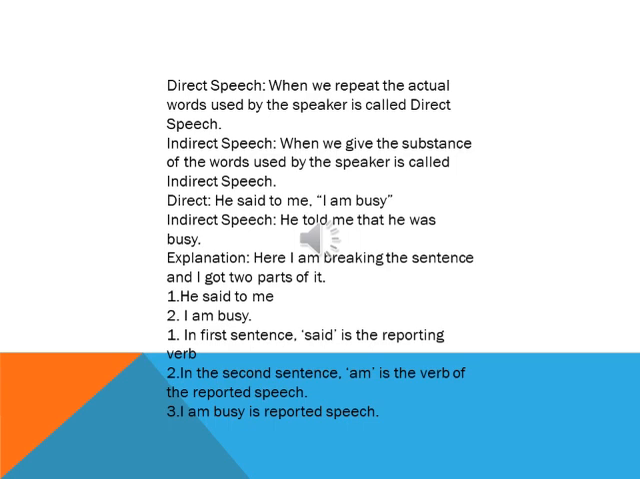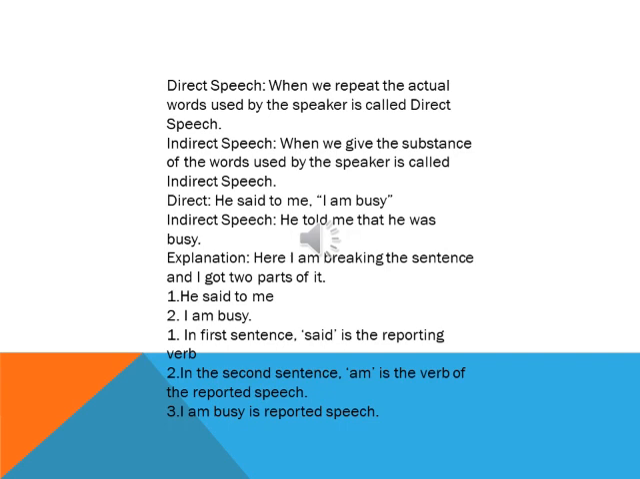Here, if I break the sentence, he said to me, "I am busy," I will get two parts. One is, he said to me, another is, I am busy. I am busy is kept in inverted comma, whereas he said to me is separated by comma only. In these two parts of the sentence, we are getting two different verbs. In the first part, we are getting the verb said. In the second part, we have the verb am.